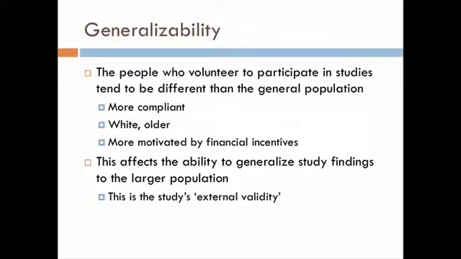Then there's this idea of external validity, which is essentially, how true are these findings for the general population? If we rolled out this exact treatment protocol to our general population, would our findings hold? The issue with generalizability is that the people who volunteer to participate in studies tend to be different than the general population. They're generally more compliant. We know they tend to be of white race and older, and they tend to be more motivated by financial incentives. So in whatever way you think that would make someone different.